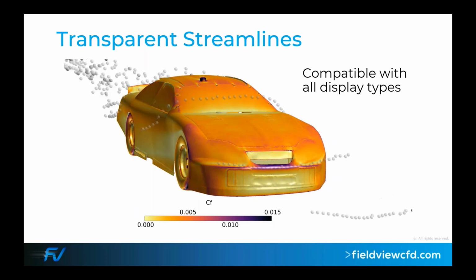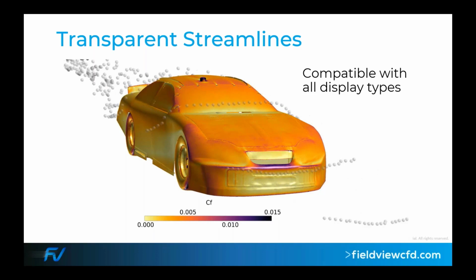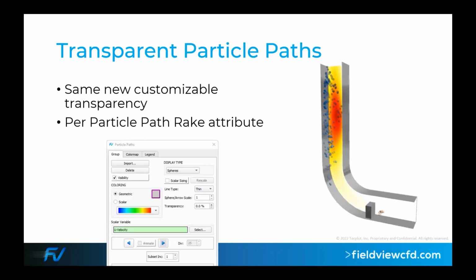And since we have transparent spheres, it was natural for us to extend that to particle paths as well, which, if you're not too familiar with it, is another menu for loading either particles that have been computed by your solver, or streamlines that you have computed in FieldView with a transient dataset. So again, the transparency setting is at the same spot that it's always been for surfaces. So it's going to be easy for you to find it.